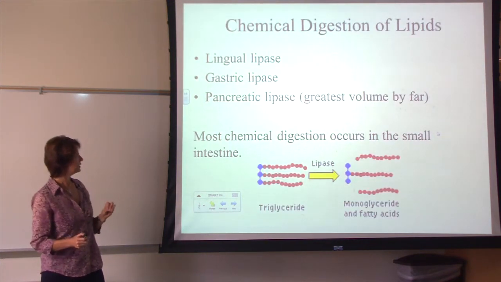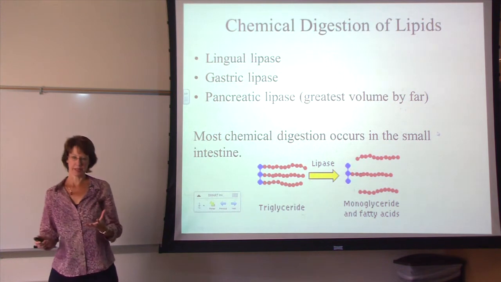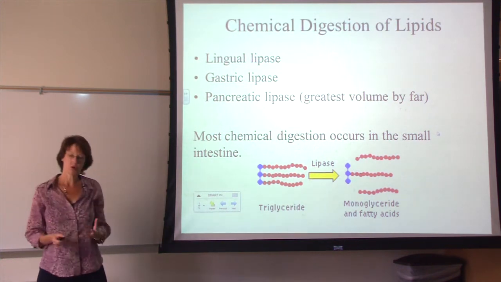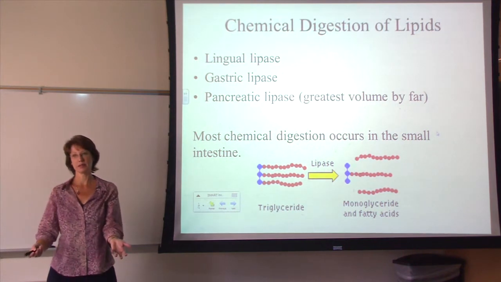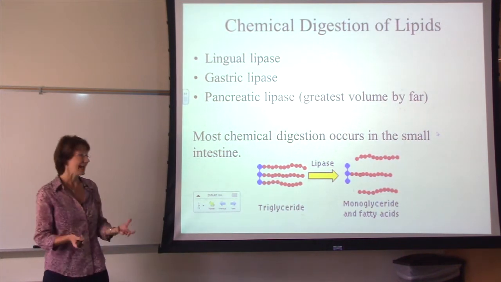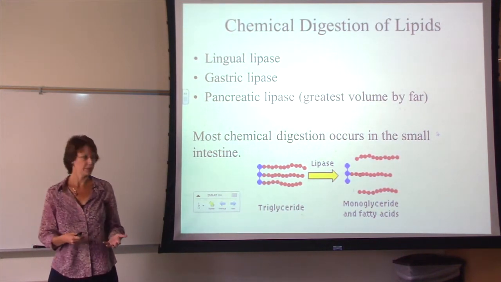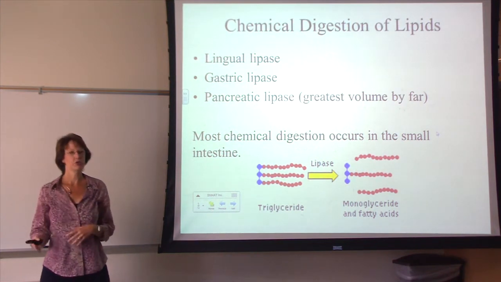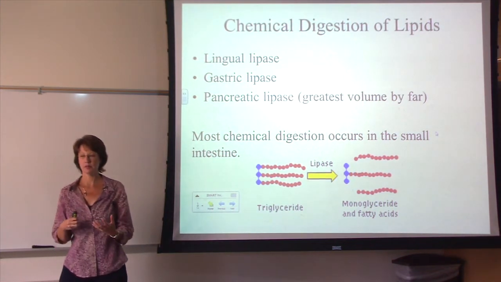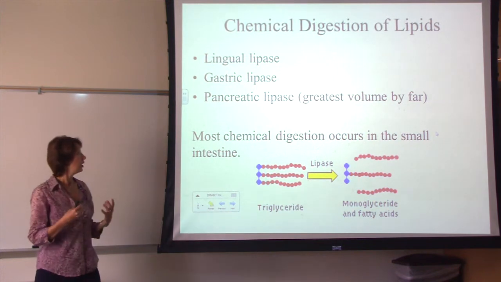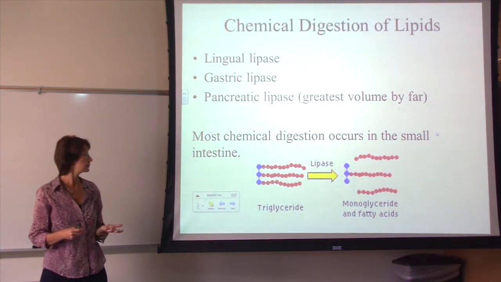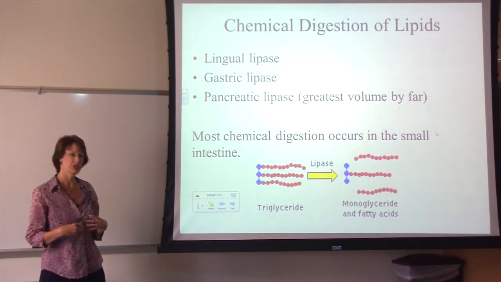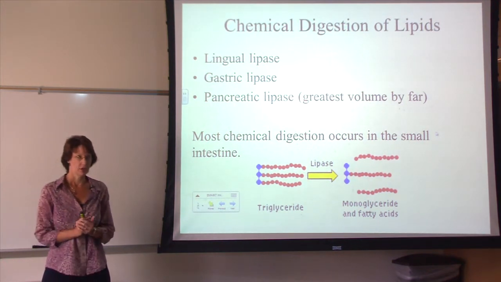The chemical digestion happens from lipases. So there's a whole family of lipases. There are lingual lipases that are actually made in the salivary gland. There are gastric lipases that are made in the stomach. But the vast majority of the lipases that are really working to break down fats are made in the pancreas and released into the duodenum. Most of the chemical digestion is happening there.